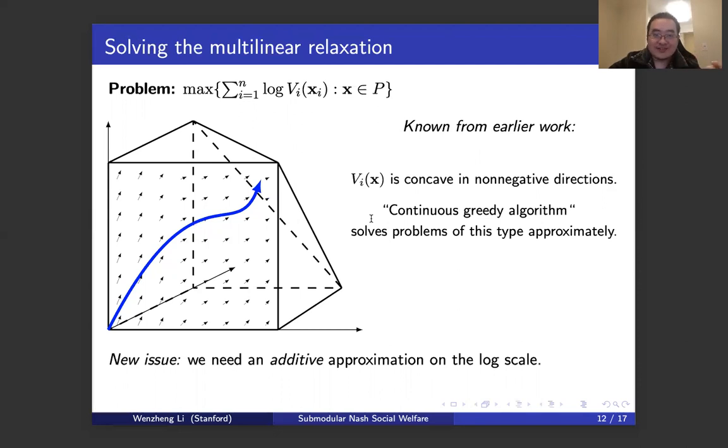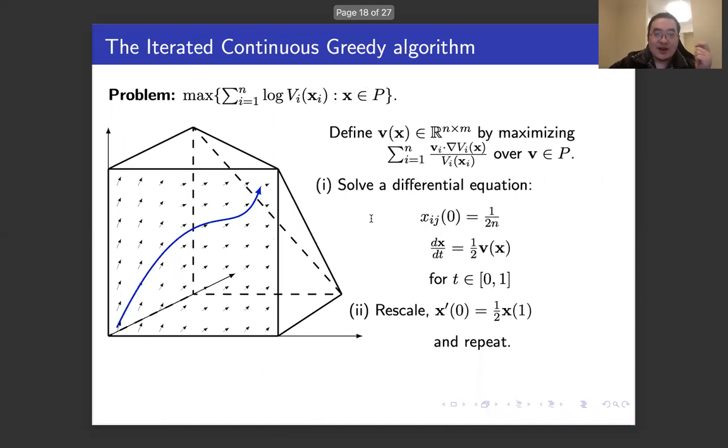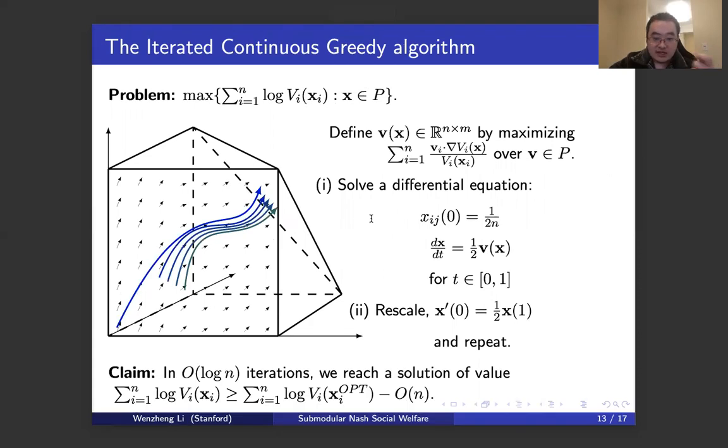But here, what we really want is an additive approximation on the log scale. So how do we solve this? The solution is just to run the algorithm iteratively. I will skip the details here due to time constraints, but we can prove that after log n iterations, as long as we are not close to optimal, we can always make some progress in every iteration. And we can prove that after log n iterations, we get the additive approximation on the log scale.